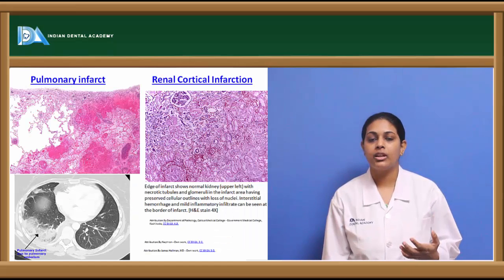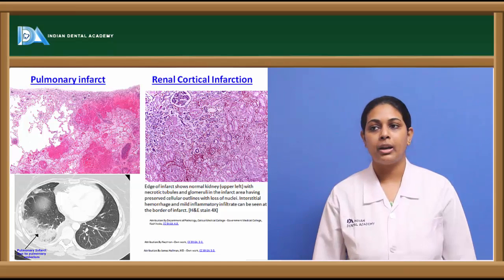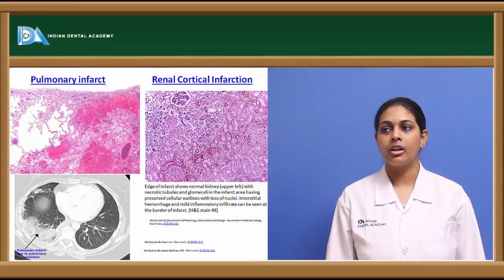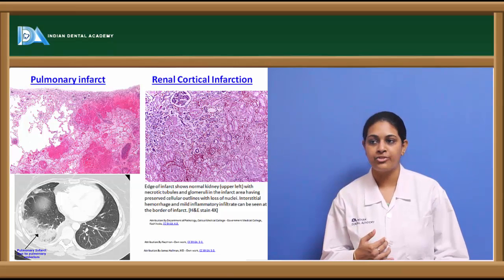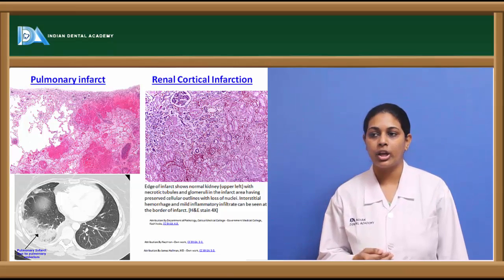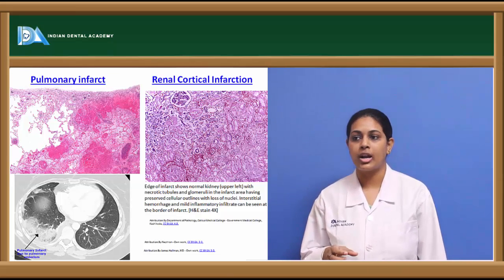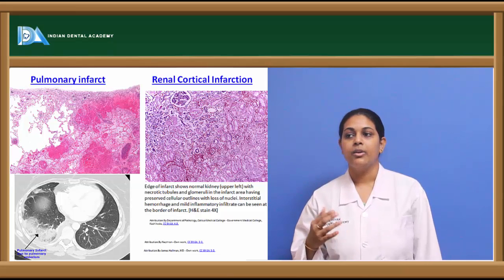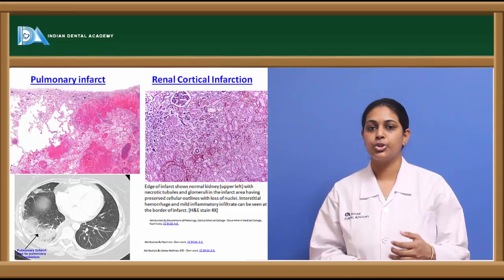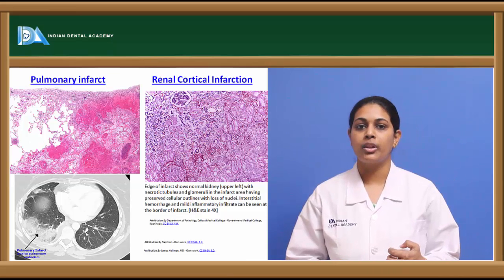The left picture is a histopathological picture stained with H&E showing a pulmonary infarct, and on the right side a renal cortical infarction can be seen. At the edge of the infarct, the normal kidney is seen in the upper left side, whereas we see necrotic tubules and glomeruli in the infarct, usually with preserved cellular structure and outlines but without an intact nucleus. This explains that there is a renal cortical infarction. So these are certain pictures that show infarcts.